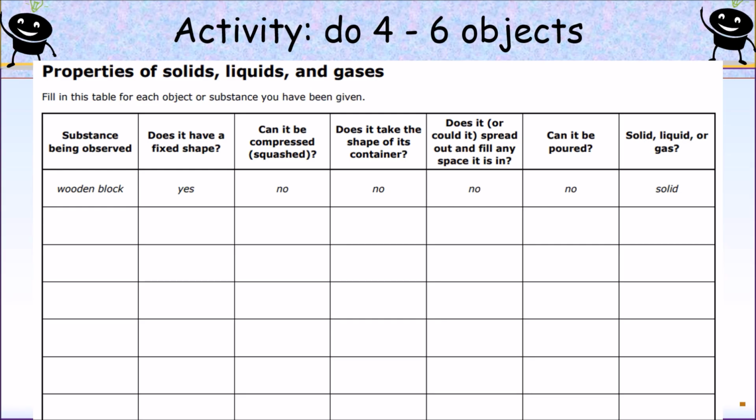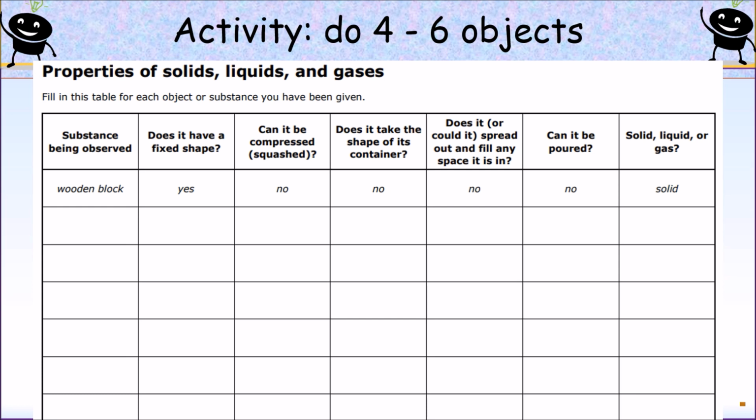Here's an activity for you to do. You should already have this worksheet ready for you to download from EduLink. Alternatively, you may draw out the table. I would like you to find at least 4 objects at home and use the headings at the top of each column, which are the properties of solids, liquids, and gases, to determine if your object is a solid, a liquid, or a gas.